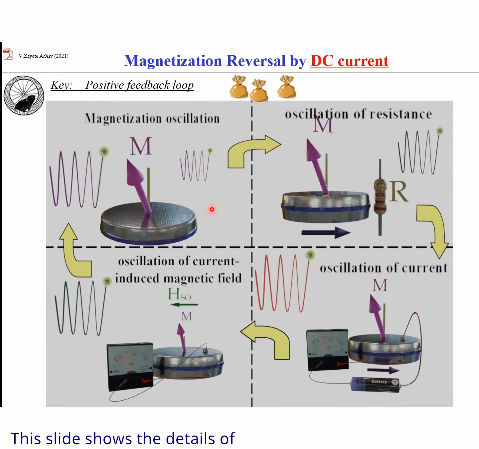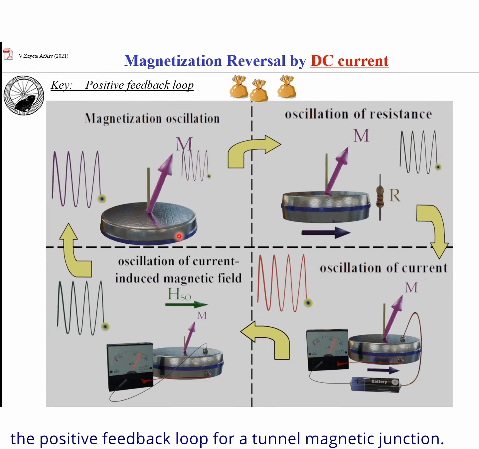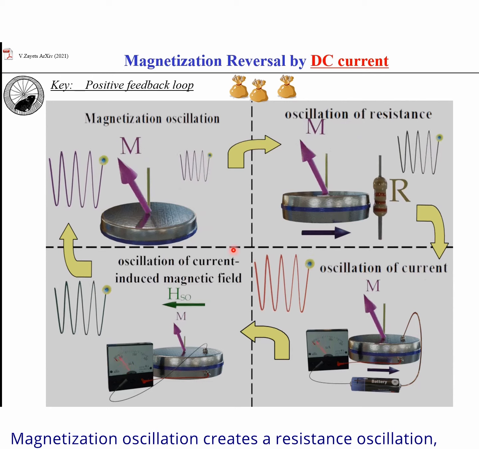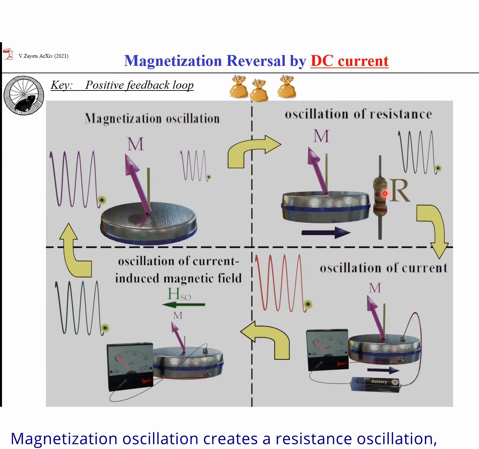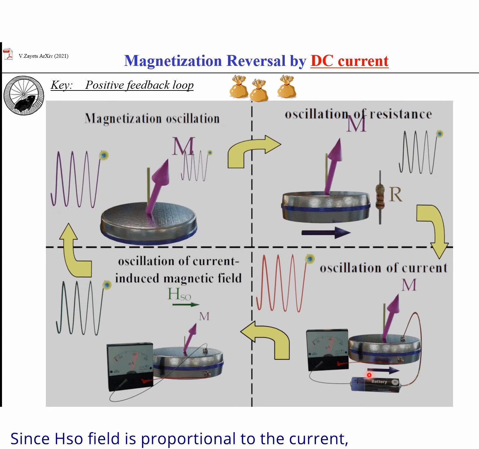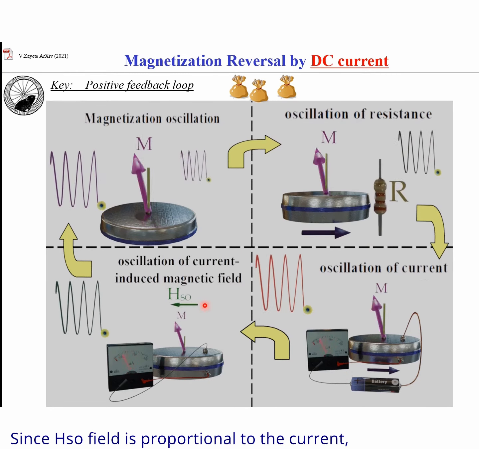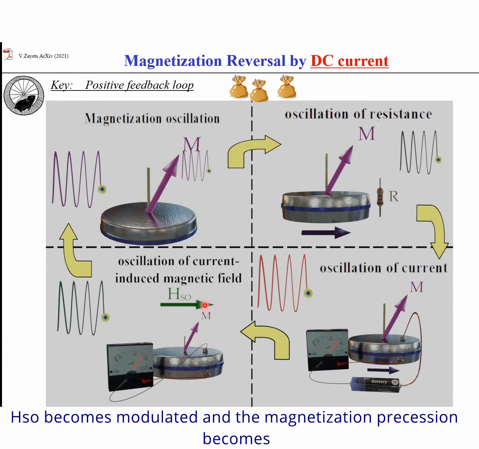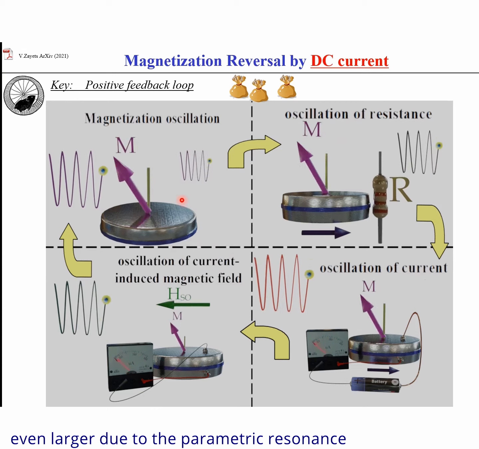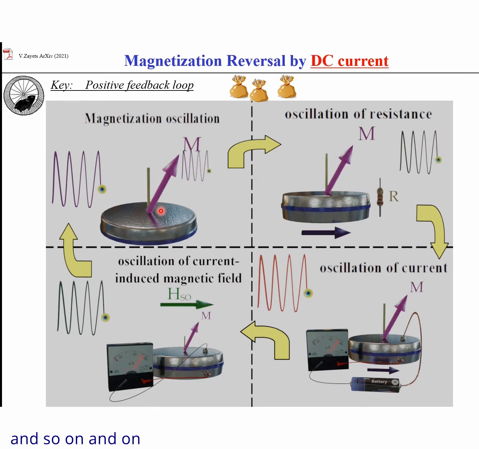This slide shows the details of the positive feedback loop for a tunnel magnetic junction. Magnetization oscillations create resistance oscillations, which create current oscillations. Since the STO field is proportional to the current, the STO field becomes modulated and the magnetization precession becomes even larger due to the parametric resonance, and so on and on.